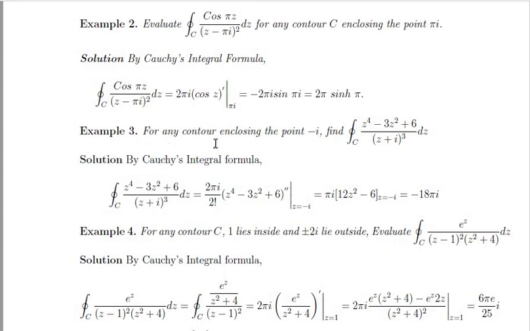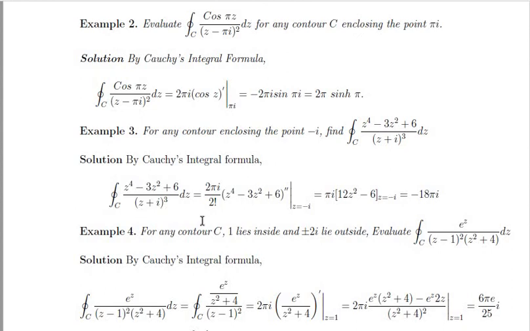Then example number 3. For any contour C enclosing the point minus i, find the integral over C of (z⁴ − 3z² + 6) divided by (z + i) whole raised to 3 dz, where this entire function is not defined at z equal to minus i. Therefore, this function is not analytic inside a closed contour C which contains the point minus i. Therefore, we can apply Cauchy's integral formula.